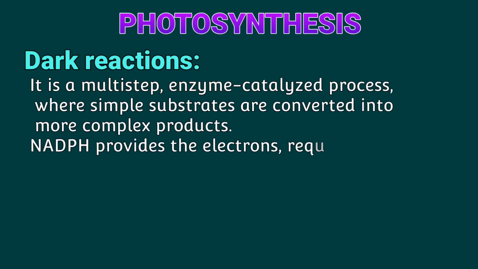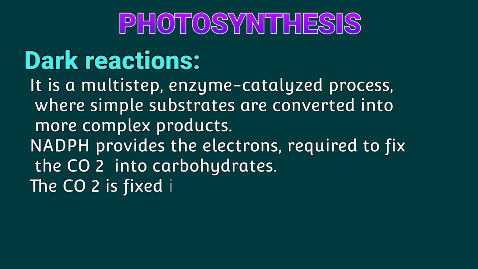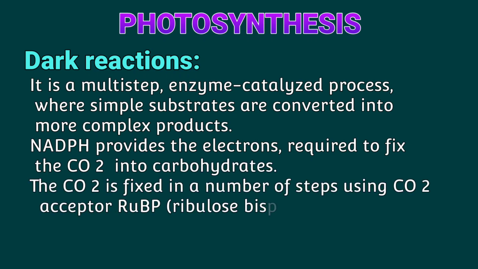It is a multi-step enzyme catalyzed process where simple substances are converted into more complex products. NADPH provides the electrons required to fix the CO2 into carbohydrates. The CO2 is fixed in a number of steps using the CO2 acceptor RuBP, ribulose bisphosphate.